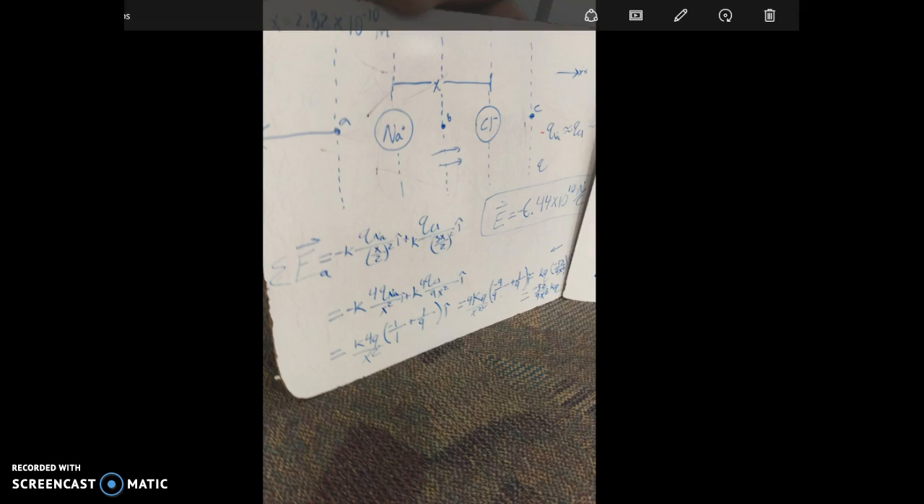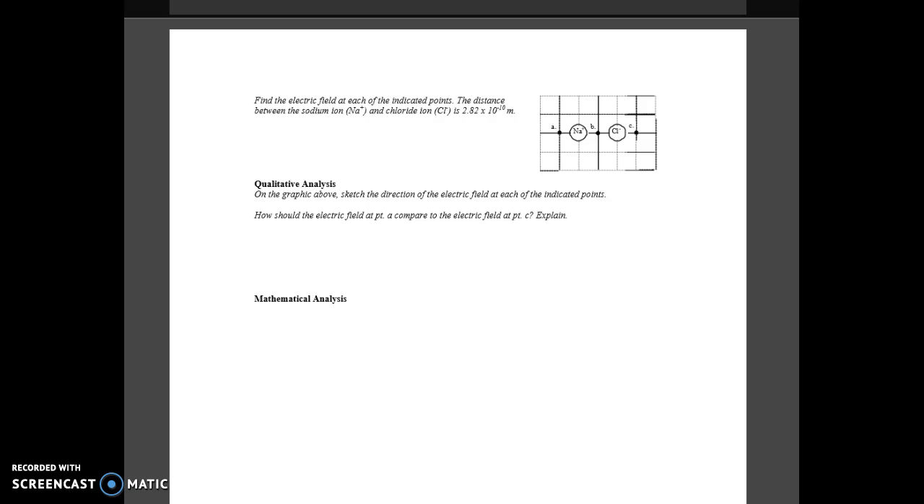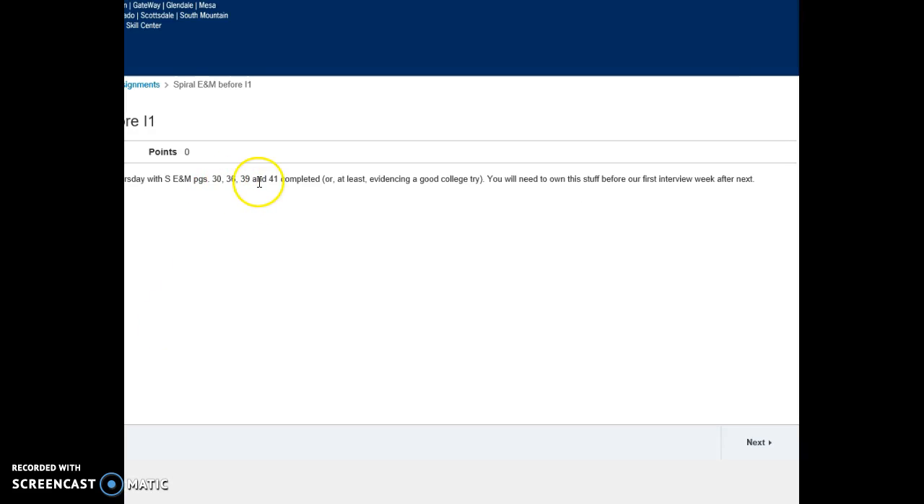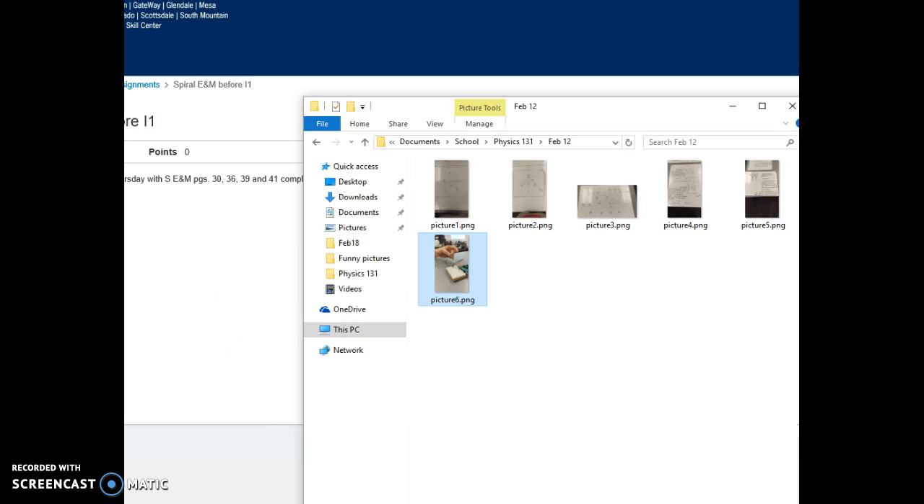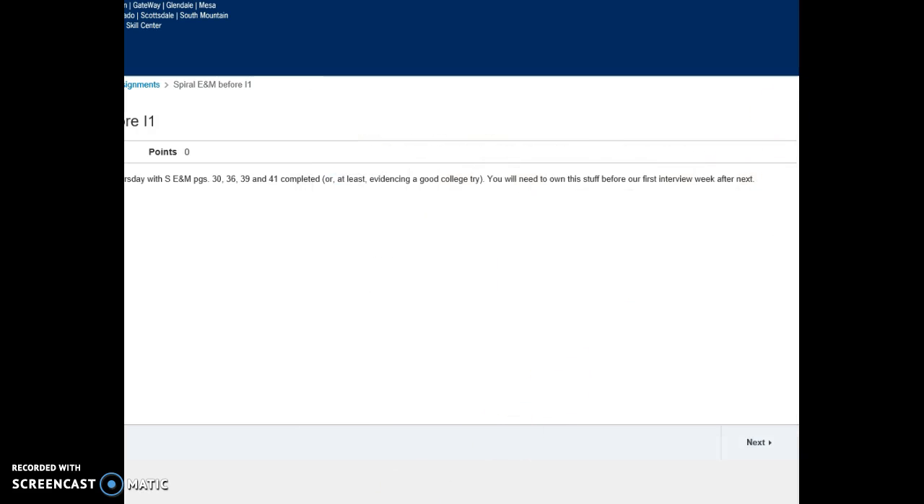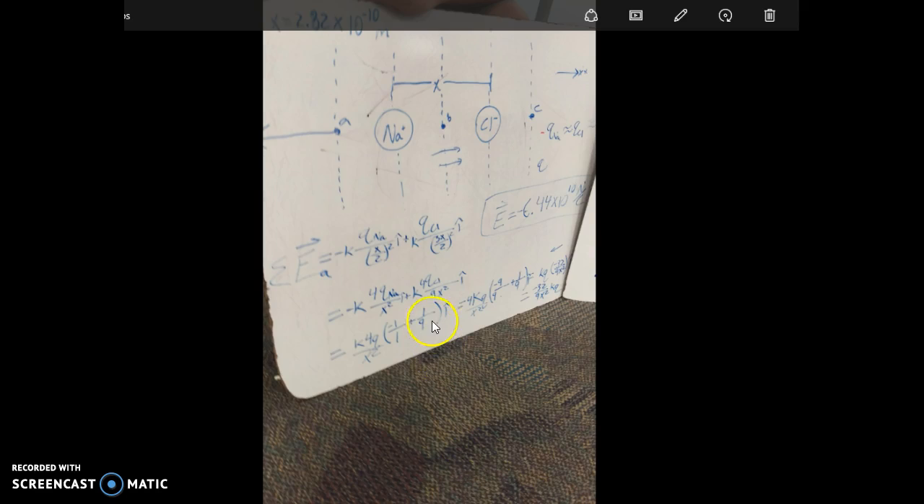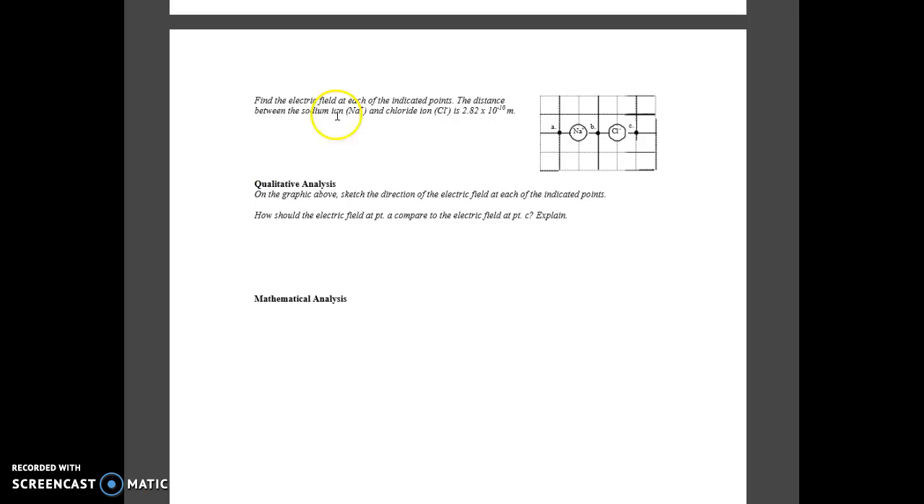Moving on to Tuesday, we had to come to class prepared with page 30. Let me find the page. It was 30, 36, 39, and 41. And we just went over all these things in class on whiteboards. So if I could bring this up, where'd it go? This being the first one, the first board, and it had to do with this problem here.